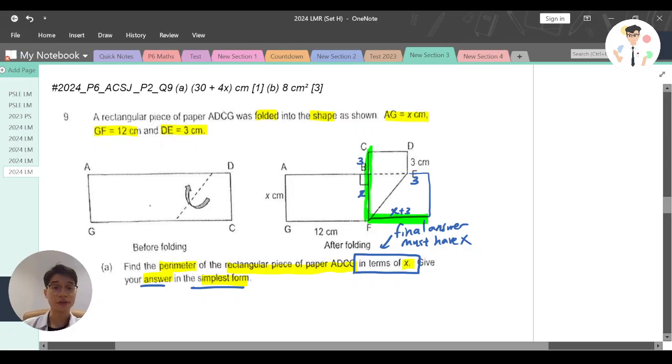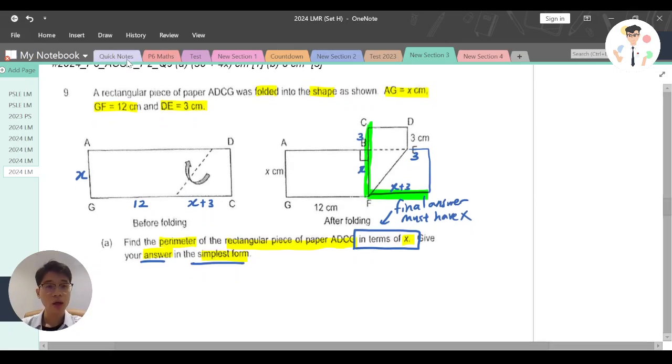And if I were to transfer everything up here to before folding, here will be x cm, here will be 12, here will be x plus 3. Do I need to go and find what is up here? No need, right? Because everything is here already. Here's x, here's 12 plus x plus 3. I just need to add them together and I times 2.